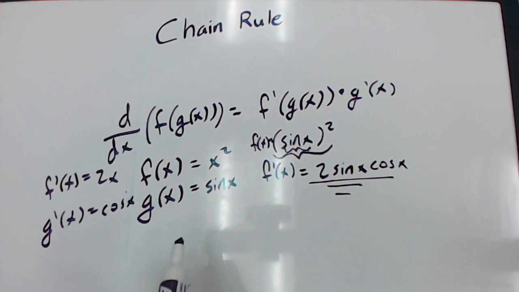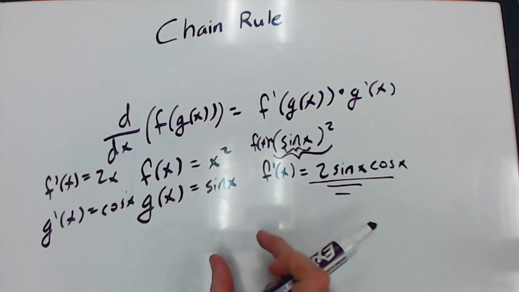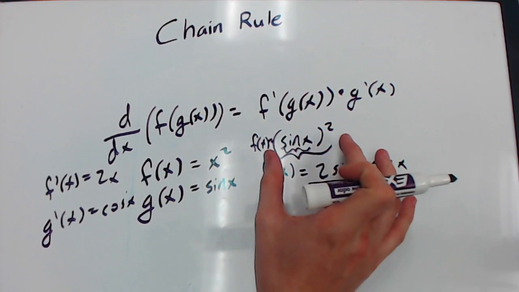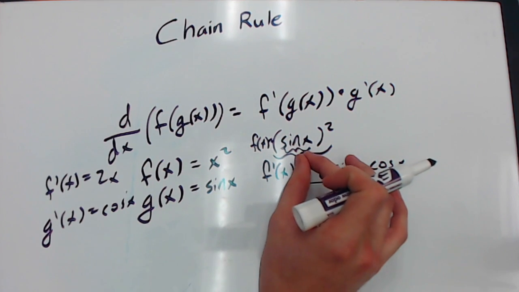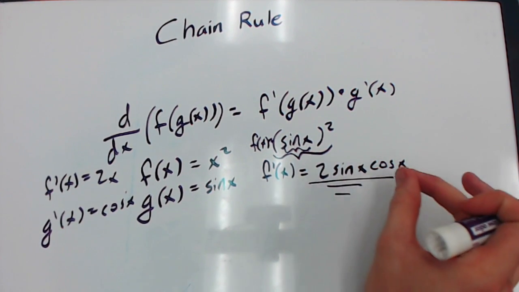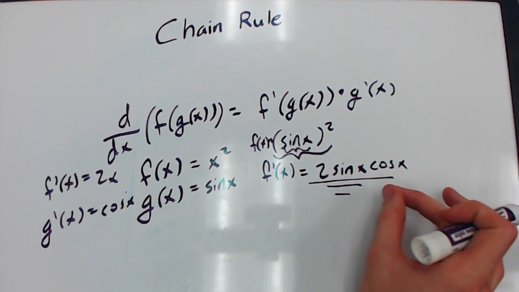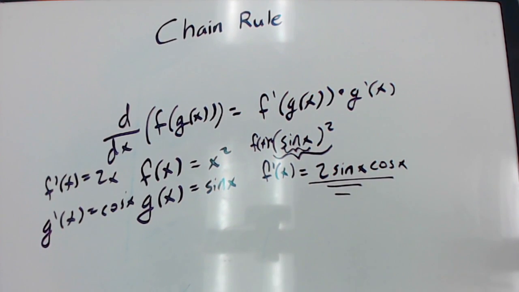So the way I like to think of it is outside, inside. And you'll see later in the video that chain rule can get big and it can get messy. But the general rule is you do the derivative of the outside while keeping the inside the same. So we brought down our 2, kept it as sine. Then you multiply it by the derivative of the inside. So let's try a few more examples.